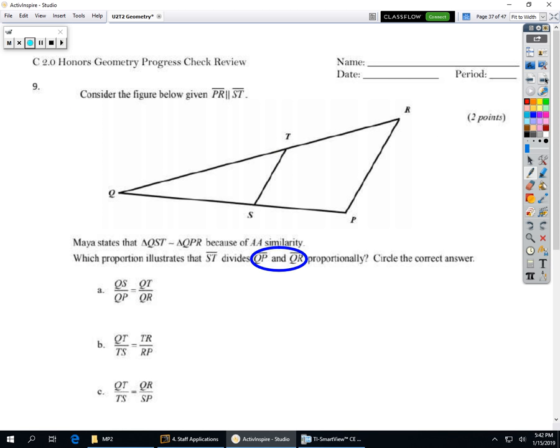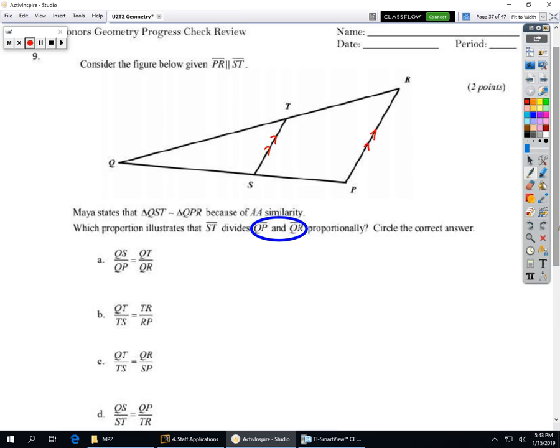Next here, consider this figure a given. PR is parallel to ST. Okay, PR is parallel to ST. So Maya states that triangle QST is similar to triangle QPR because of angle similarity. So they are similar. Which proportion illustrates that ST divides QP and QR proportionally? We're going to circle which one. So which proportion is representing that QP and QR have some kind of relationship?